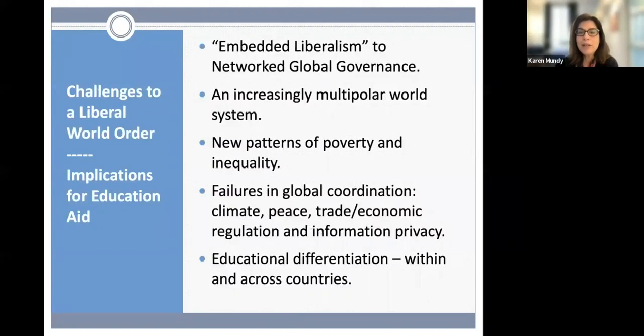Just to say then, for education, we've talked about this embedded liberalism, this idea of embedding liberal democratic states in a global governance architecture that has long been the social imaginary of Western countries, not necessarily shared by everybody else, an increasingly multipolar world, and then failures of coordination. And I won't say too much about it, but the differentiation between the educational life chances in low-income and fragile states, conflict-affected states, and also within middle-income and high-income states is really something that, so far, in my view, the international architecture has had a very difficult and very rocky experience in addressing.